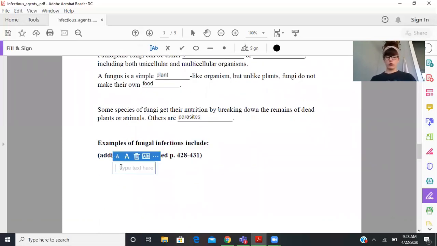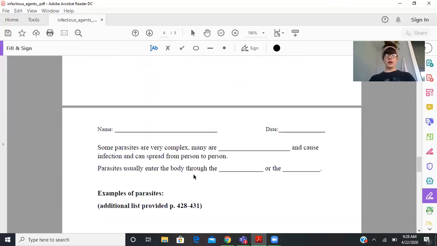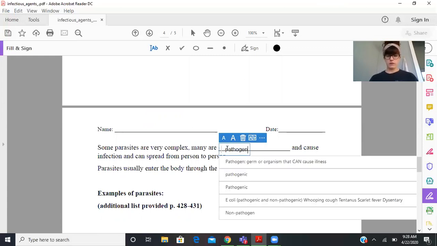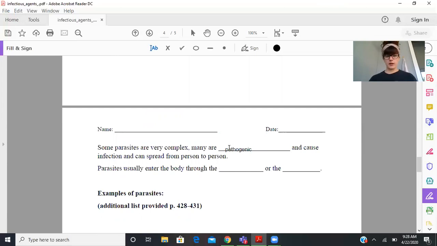Fungal infections include ringworm, which a lot of people get from being on dirty mats like taekwondo or wrestling, or athlete's foot, which you can get from not changing your socks regularly. And then we also have some parasites, and this is the part that's kind of gross. Some parasites are very complex. Many are pathogenic, meaning that they will make you sick and cause infection that will spread from person to person.